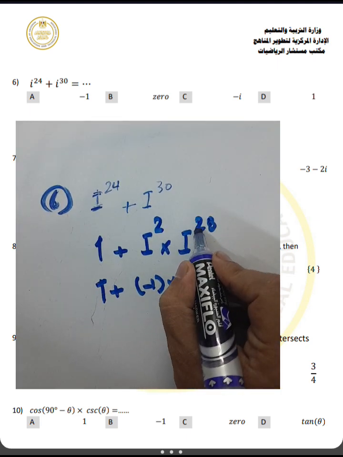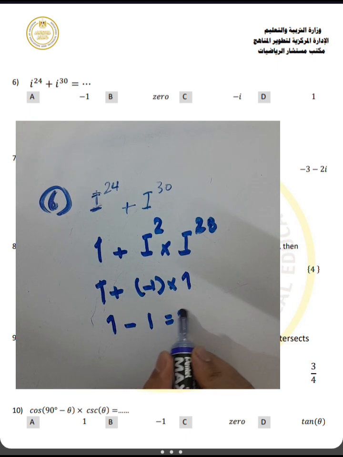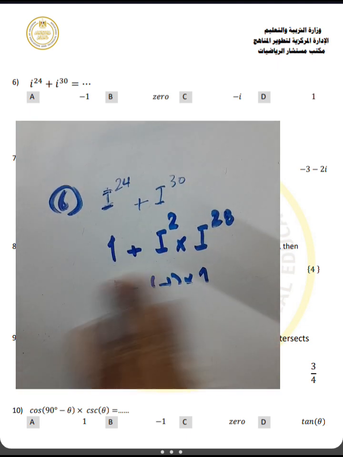Product with i power 24, which is 1. The result will be 1 minus 1, which is 0. Okay, the result here will be 0. Question number 6, choose letter B.